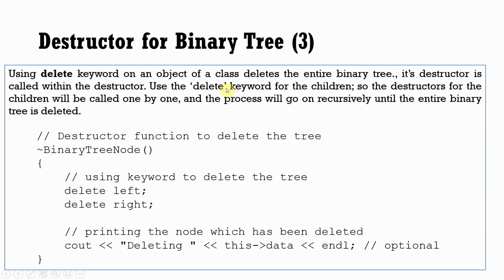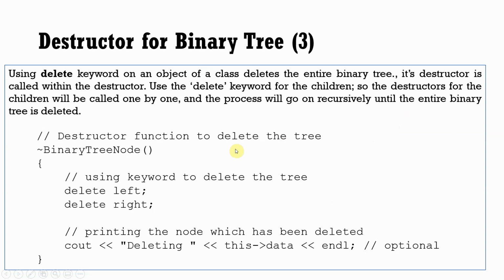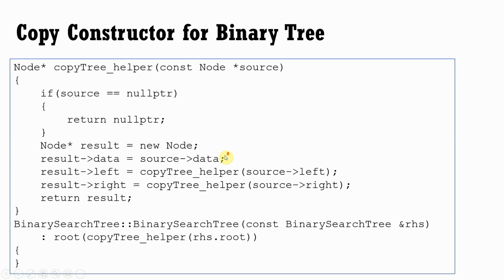So this is another version of writing the destructor for a binary tree. For the copy constructor, here I'm using helper functions, but you can also do it in the function as well. So here you see that we have a copy constructor for the binary tree.